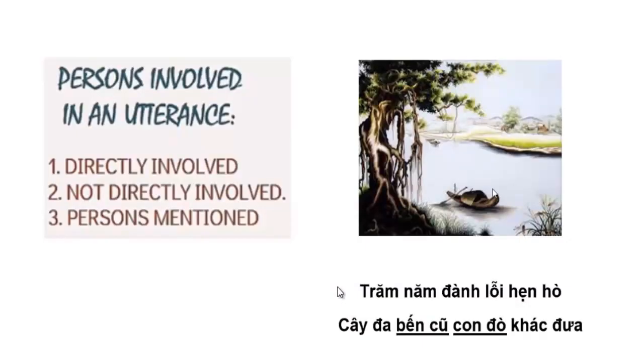Cây đa bến cũ are things that are stationary and cannot be moved, and con đò is a thing that can be stationary and can move. They are used to express the sadness of the couple who love each other but have to be apart.